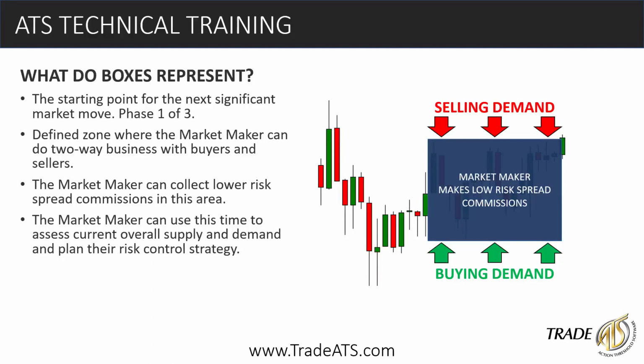Now, I want to make a point right now. When I talk about them planning their risk control strategy, this could mean that when we go into that expansion phase, depending on what the market maker's needs are and how they need to adjust their portfolio, that can be the cause of the market whipping back and forth across the box, or immediately going into phase 3, which is the trend phase. This is defined by what the market maker needs to do based on what happened in that box, where the box was formed, and under the circumstances that the box was formed.